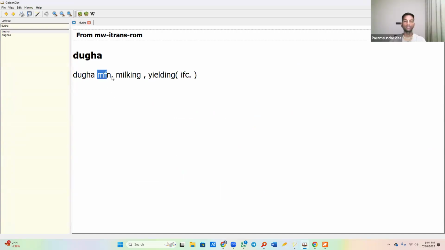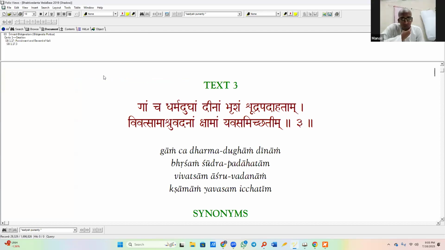Dugha is an adjective, Visheshana. It says MFN. MFN means it's a Visheshana, it can be declined in any gender. Because gam refers to a cow, which is a feminine word, and dharma dugham is an adjective for gam, that's why it is dugham. It's referring to gam, which is feminine, so it takes the aap pratyaya, just like it is explained for the Radha shabda.